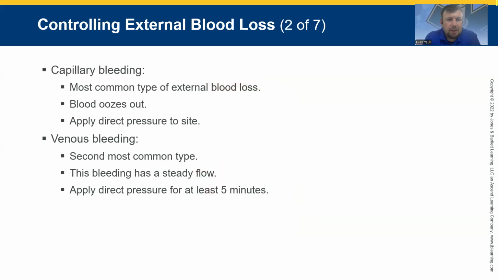So capillary bleeding, most common type of blood loss. Blood oozes out. Apply direct pressure to the site. Venous bleeding. This is the second most common type. This bleeding has a steady flow. Apply direct pressure for 5 minutes. If it still doesn't stop, you can use a tourniquet. Most of the time with a vein, good hard direct pressure, you'll get it to stop.